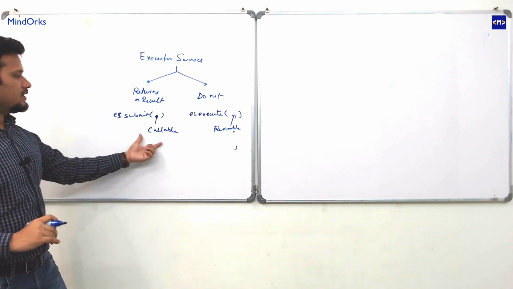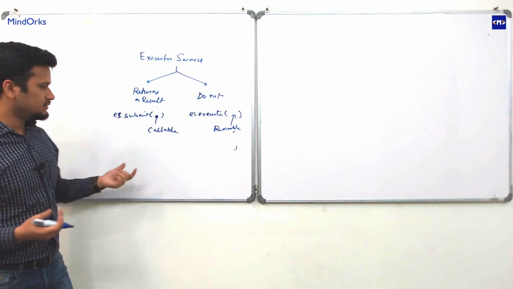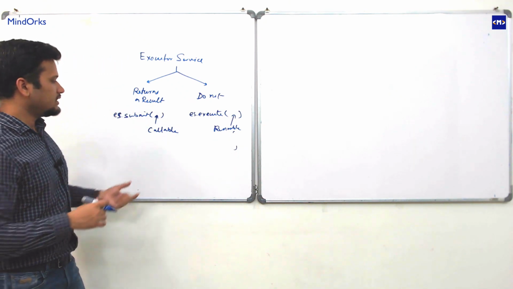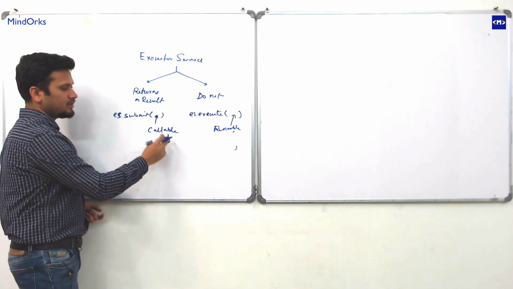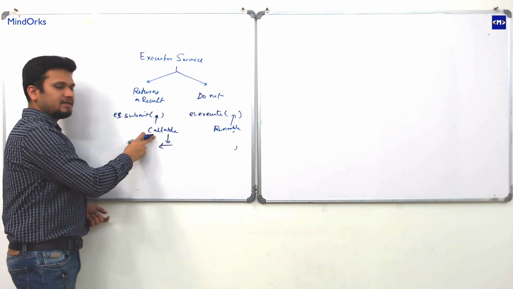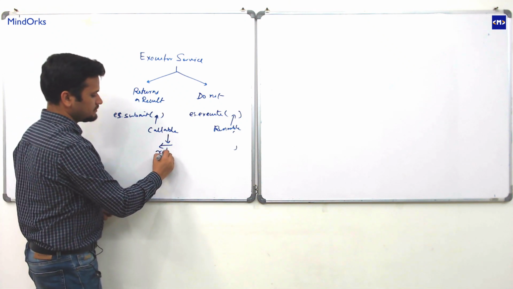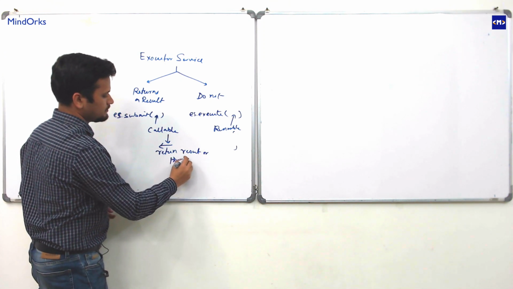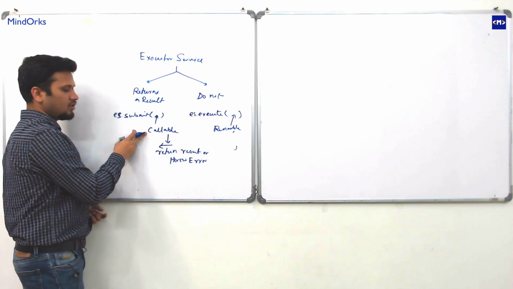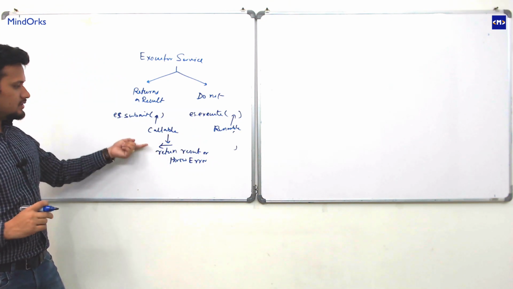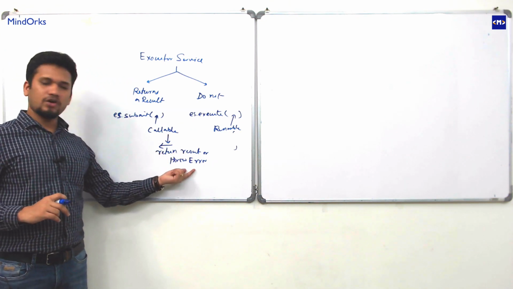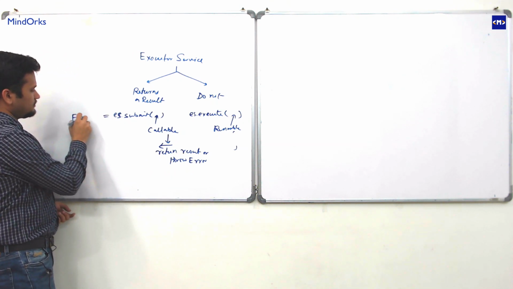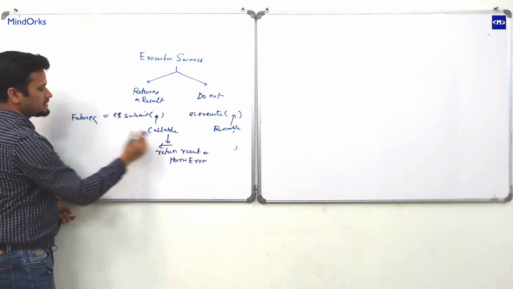Callable is similar to Runnable. You define the Callable the same as Runnable, it is an interface. But here, when you implement the method inside, you must return a result or throw an error. Okay, when you call submit, it returns a Future of this type of result.